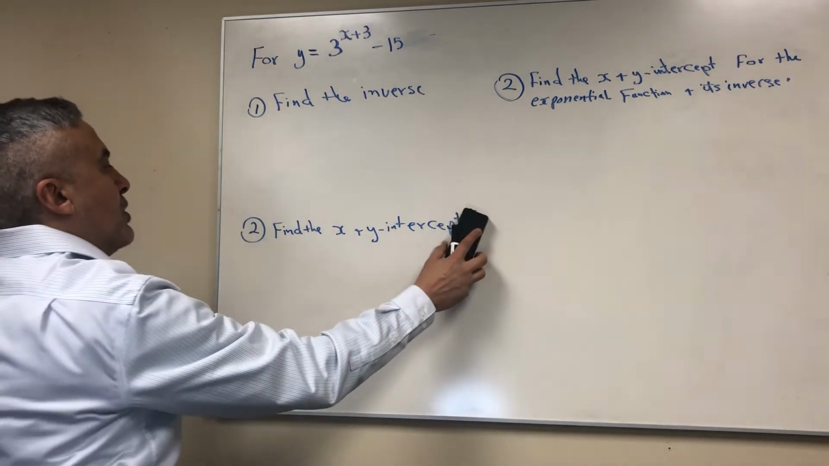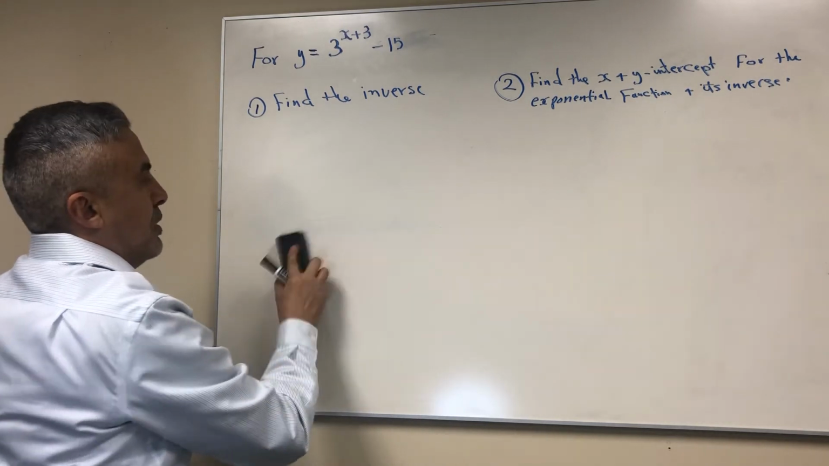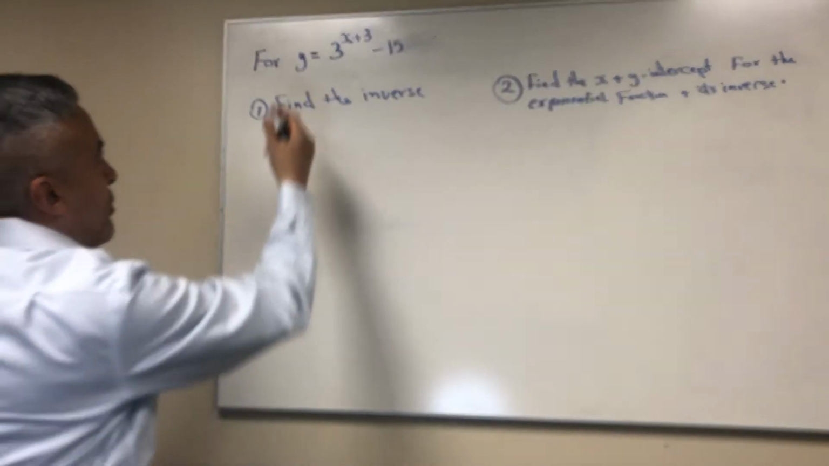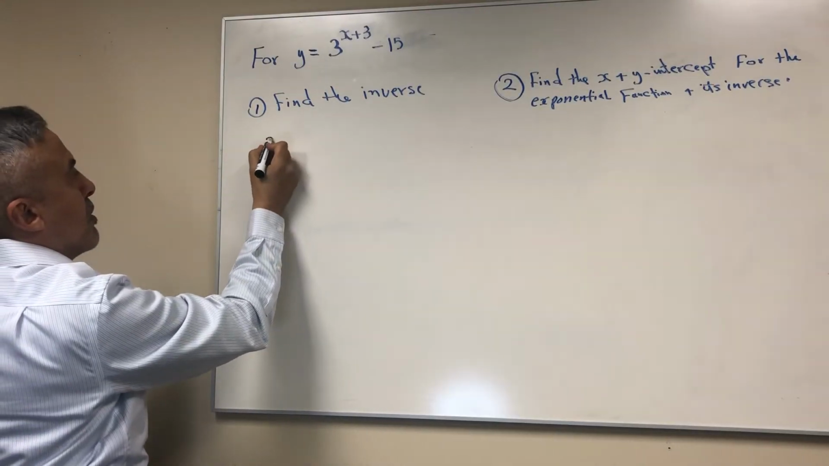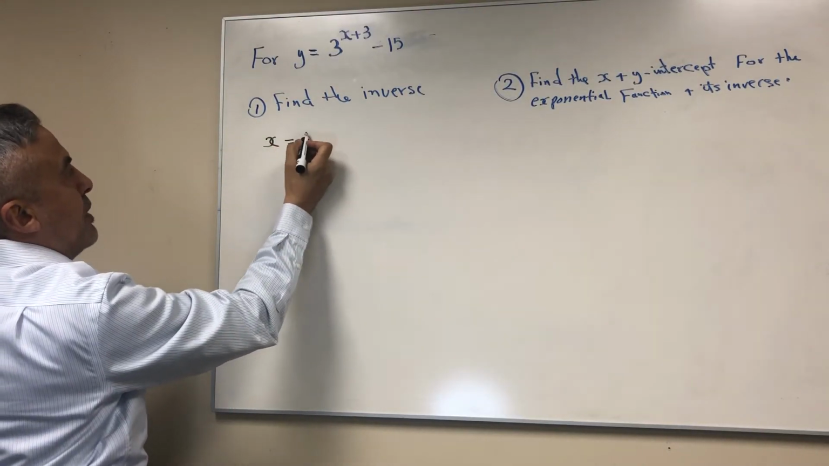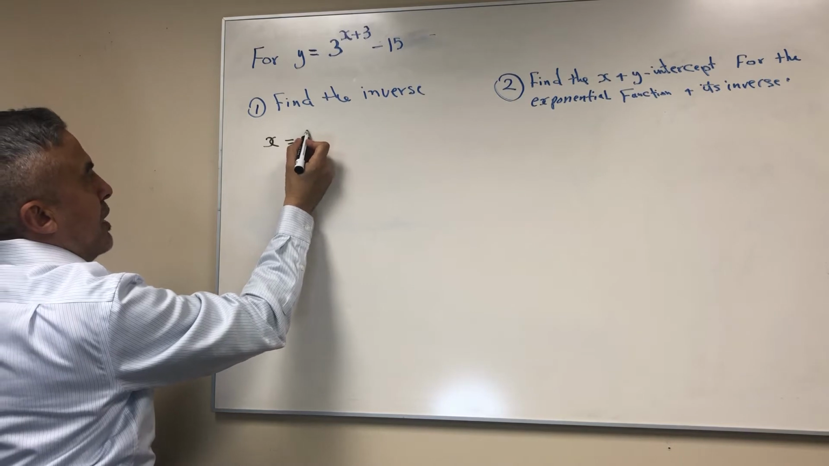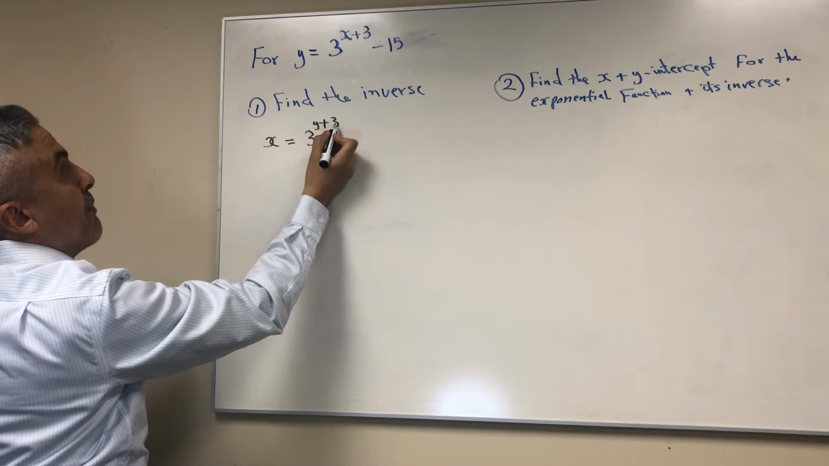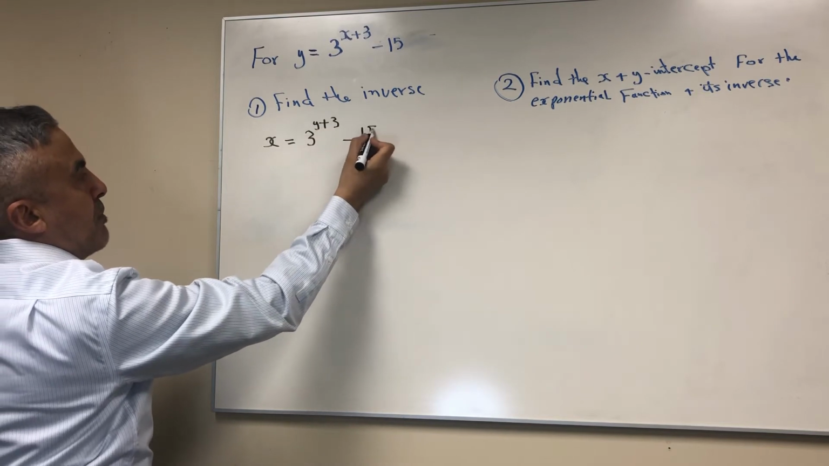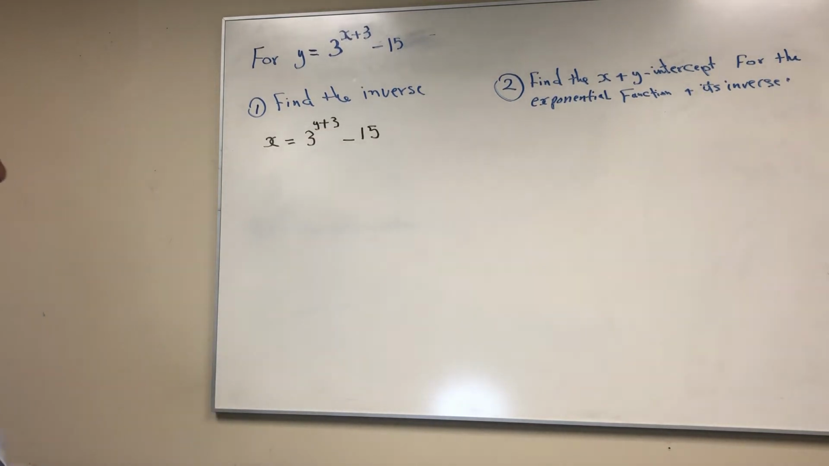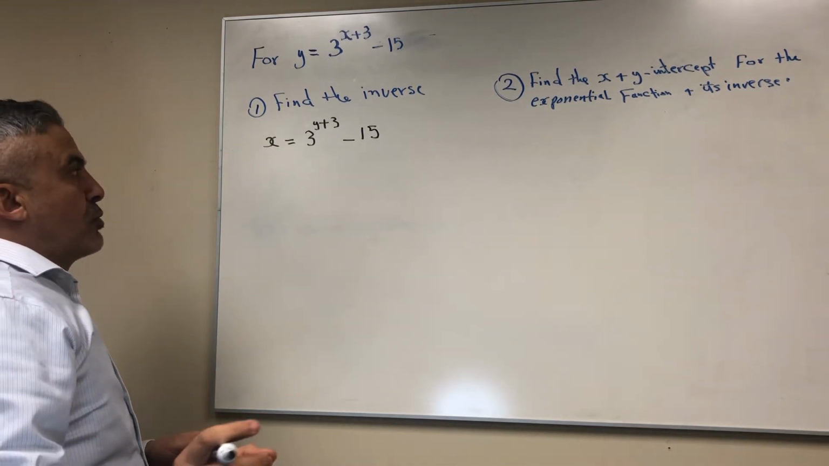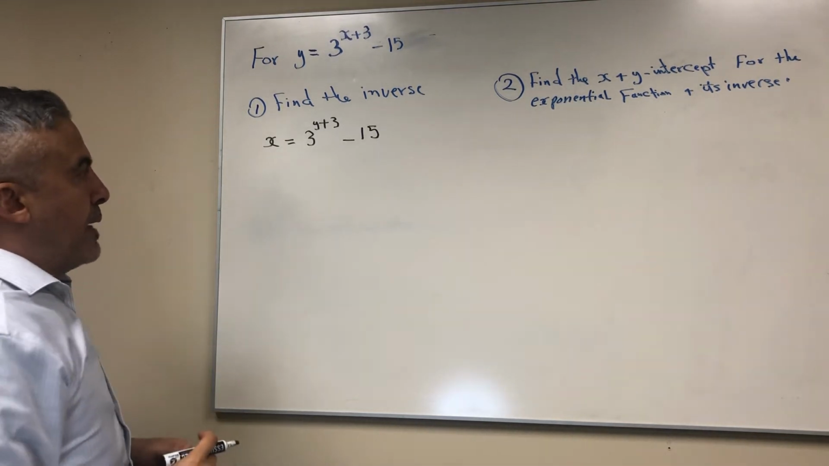So to do the inverse of the function, all we need to do is change y to x and x to y, minus 15. And then we have to solve this equation again for y.